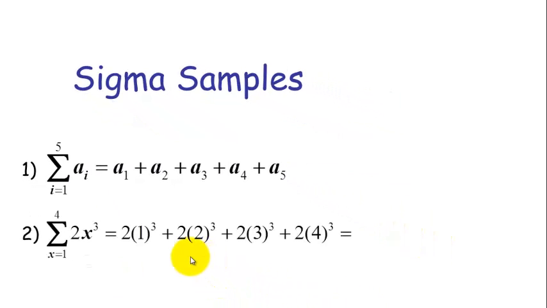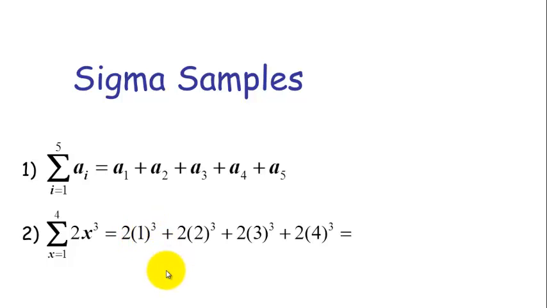Here's the second example. Summation of 2x raised to 3, where x ranges from 1 to 4. So what we have to do here is to replace x by 1, which is this. The second term, replace your x by 2. The third term, replace your x by 3. And the last term, replace your x by the upper limit, which is 4. And then simplify the exponents.